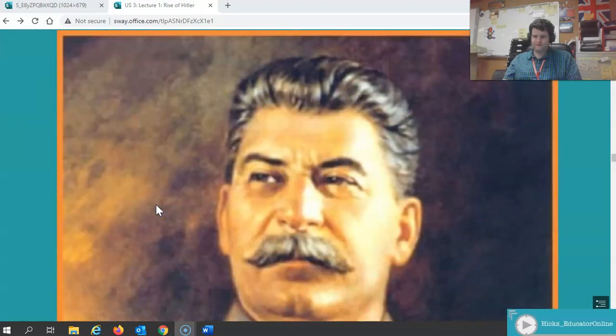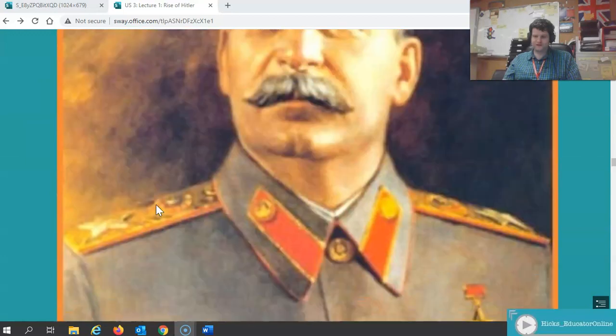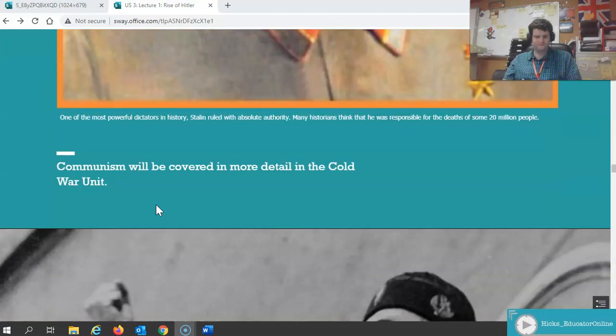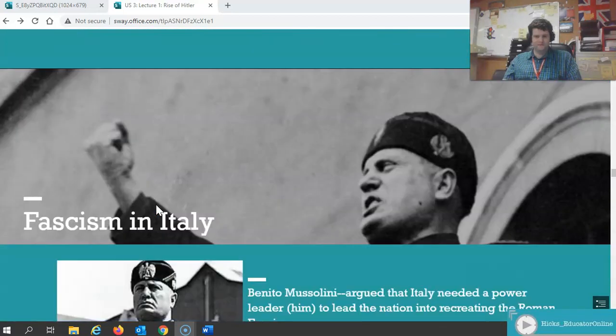But moving on, here's Joseph Stalin. Moving on, we're going to talk about fascism. This is another type of government that would arise in Italy and later be copied in Germany.